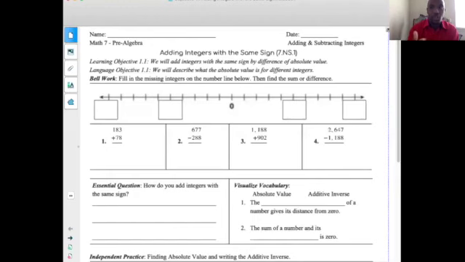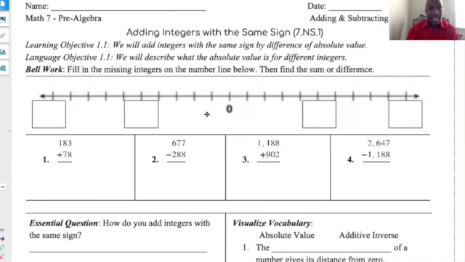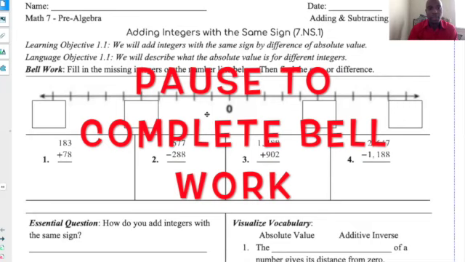Okay, so what I'm going to do with you guys is I'm going to let you look at the worksheet. In the videos, my goal is not to do the bell work with you, but rather give you time to do the bell work and then go over it together. So right now, pause the video and see if you can solve the bell work. It's asking you to fill in the missing numbers and then find the sum and the difference of 1, 2, 3, and 4 within the bell work. So take a second right now, pause the video, and complete the bell work.